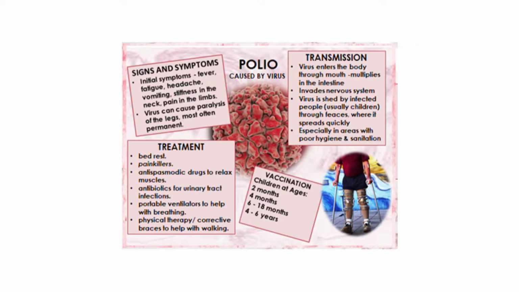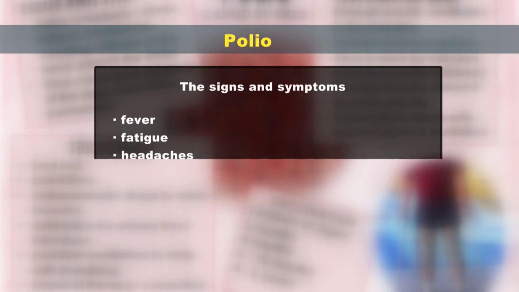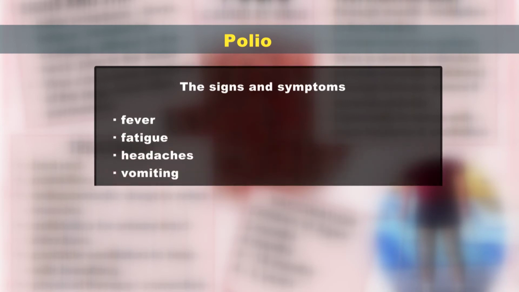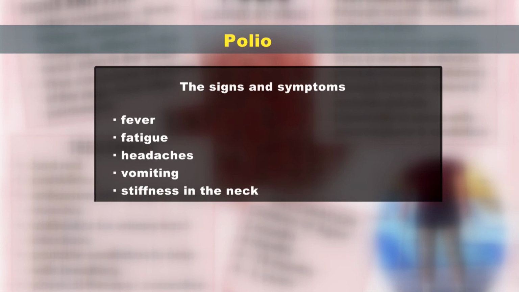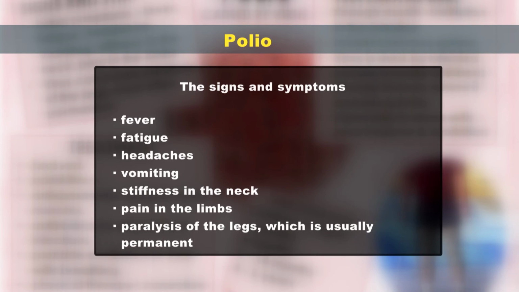Even though polio has almost been eradicated in Namibia, we still need to learn about it since it is infectious. Let us look at the causes, symptoms, and treatment of polio. Signs and symptoms of polio: fever, fatigue, headaches, vomiting, stiffness in the neck, pain in the limbs, and paralysis of the legs, which is usually permanent.